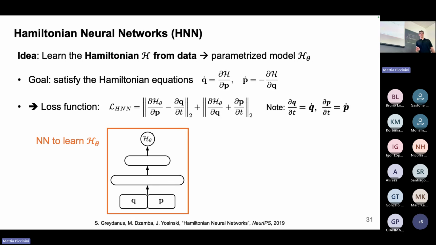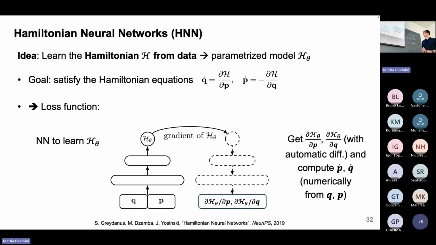And so we have a neural network that learns the Hamiltonian from Q and P. Again, Q is the generalized coordinates, P is this momentum. This is a neural network, a general purpose one. And then the problem is that in the loss function we need the dH/dP. We do not need H directly, so we need to compute dH/dP and dH/dQ.